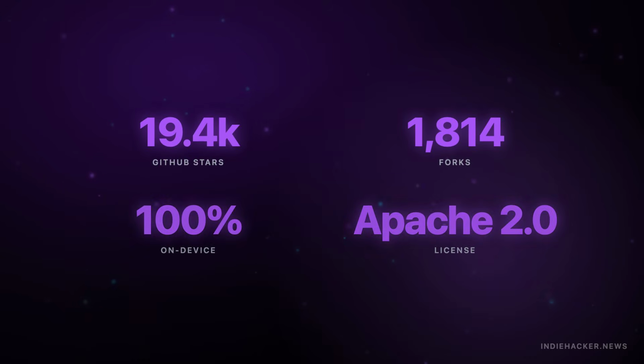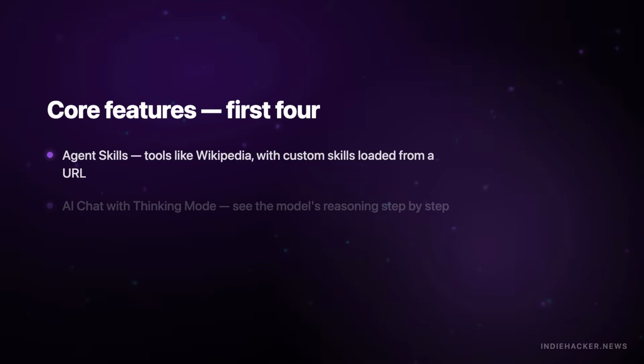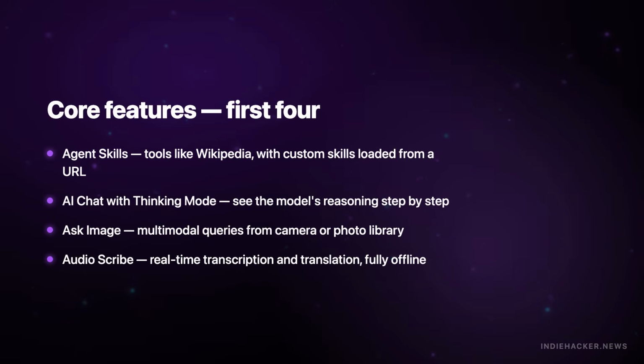Quick look at the spec sheet before we dig into the actual features. 19,000 stars, 1,800 forks, fully on-device, Apache 2.0. These are the numbers that explain why this thing is worth your attention. 8 features ship in the box, and a few of them are honestly more impressive than I expected. Let's start with agent skills.